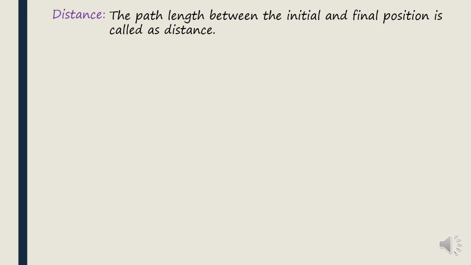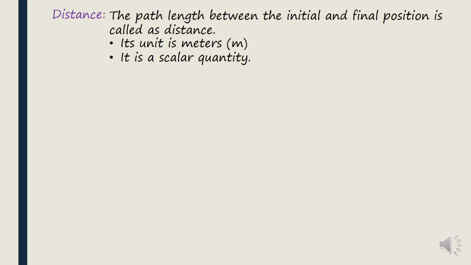So what is distance? It is the path length between the initial and the final position. The unit of distance is meters. We have already understood what a unit is and what a physical quantity is, and distance is also a length.